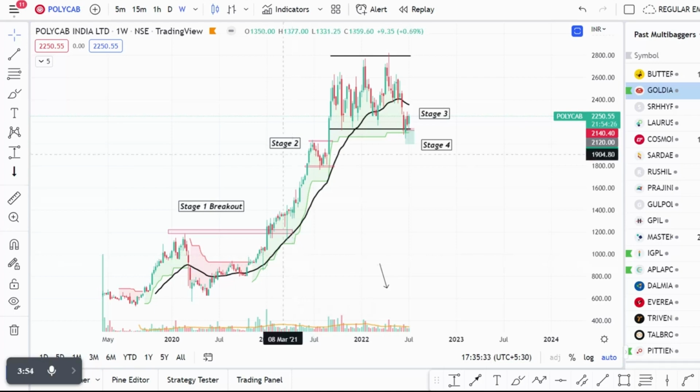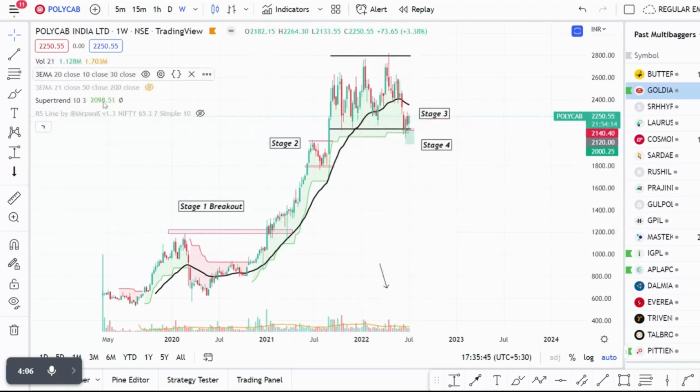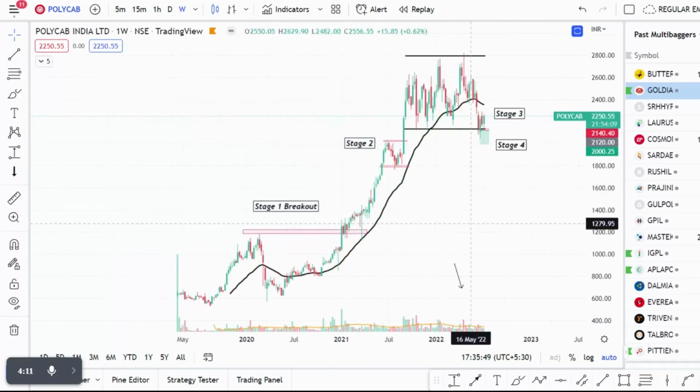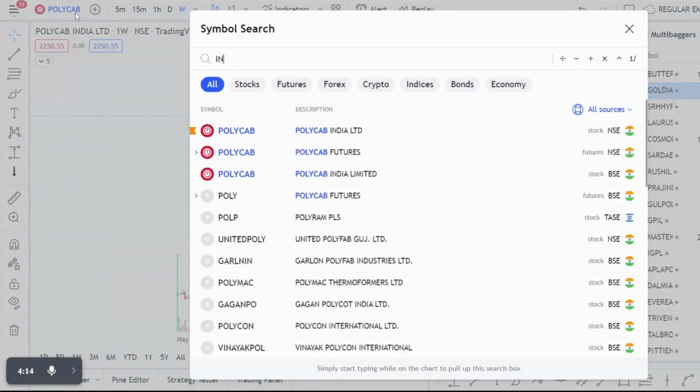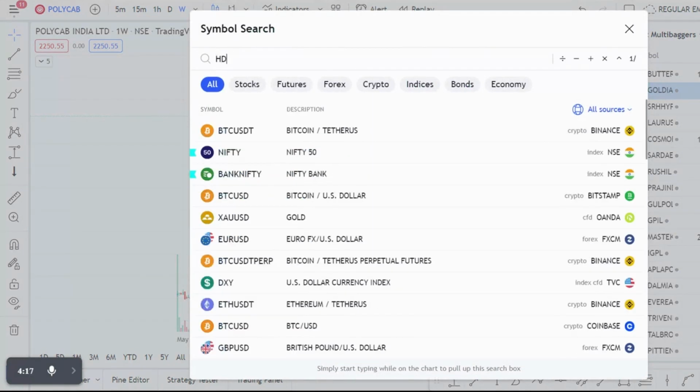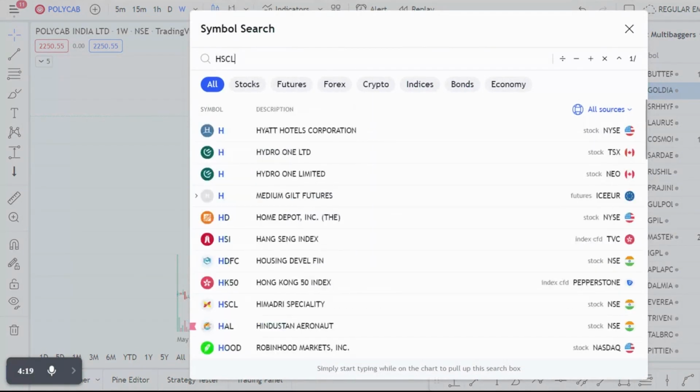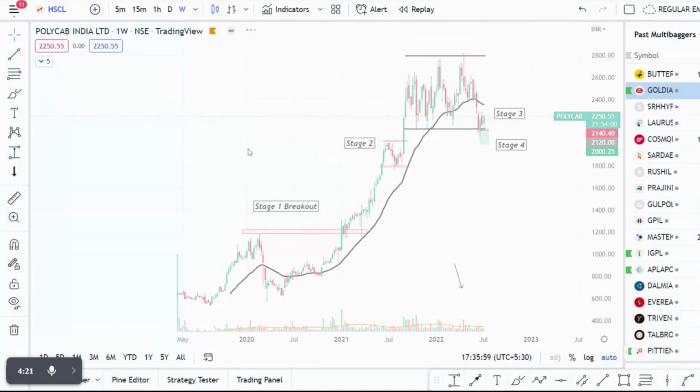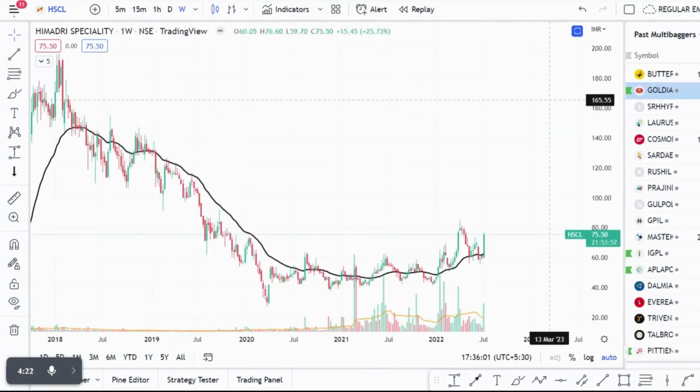Similarly, we can use a combination of super trend as well as the moving average. The black line that you see is the 30-week moving average line, and I'll hide the super trend right now. The moving average line can help you to ride the trend. For example, let's take a chart of HSCL, right? If we take a chart of HSCL, you will see that if we would have used the moving average, then we would have exited the stock exactly at correct prices.